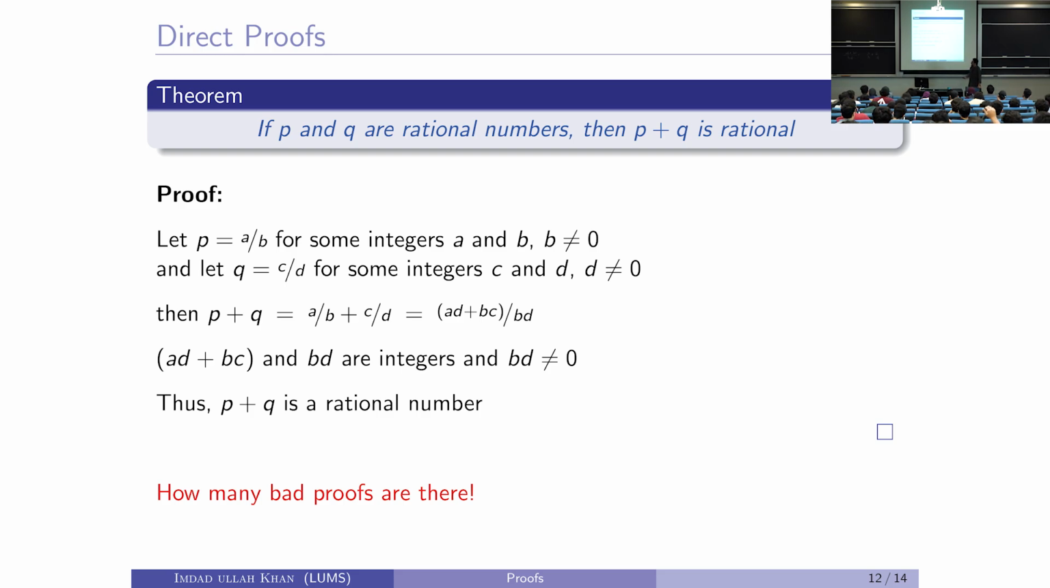So now if I add P plus Q, it amounts to adding A over B plus C over D, which is AD plus BC divided by BD. Now what is AD plus BC? It's an integer, right? It's the product of two integers added to a product of another two integers, and that's an integer. The sum of integers is an integer, and the product of two non-zero integers is a non-zero integer. If none of them is 0, then BD cannot be 0. So P plus Q is a rational number.